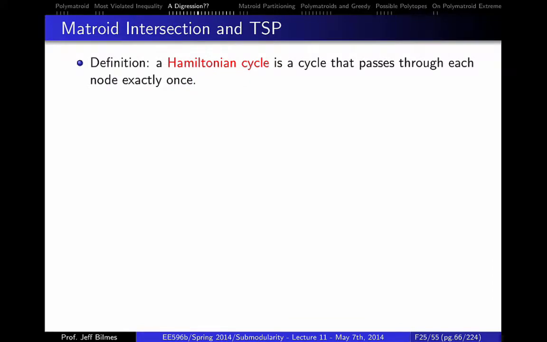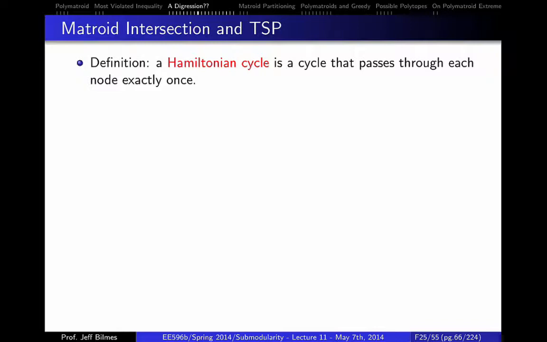Now here's an example which might be interesting to you. What if you wanted to do the intersection of more than two matroids? Let's do the intersection of three matroids. So first of all, what is a Hamiltonian cycle? We've got a graph, and you have a Hamiltonian cycle. It's defined as basically a cycle which passes through every vertex exactly once.